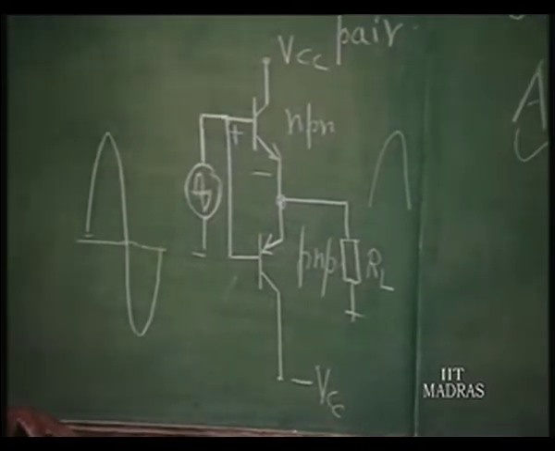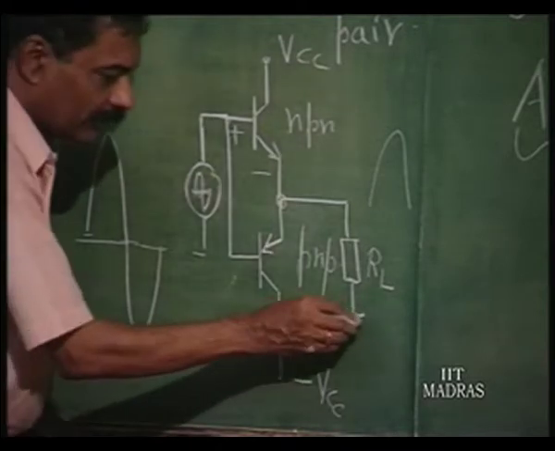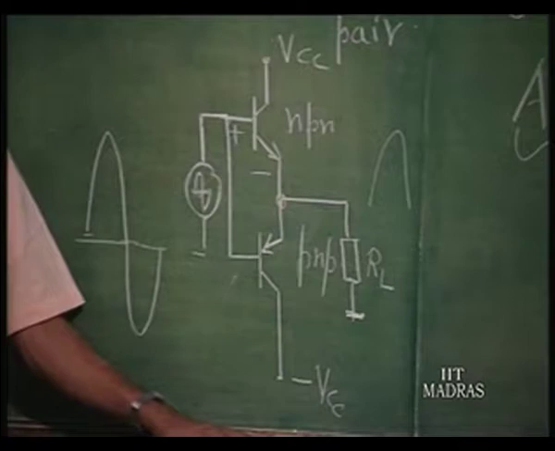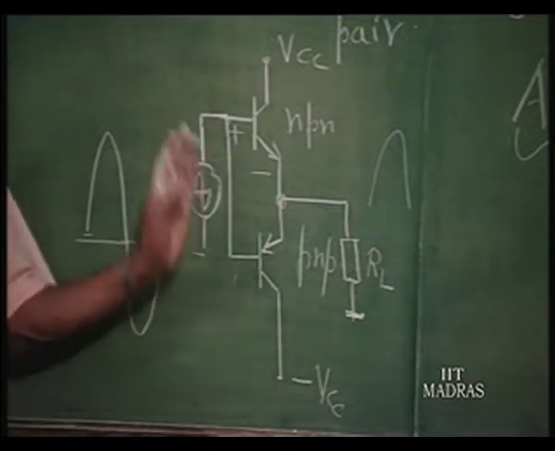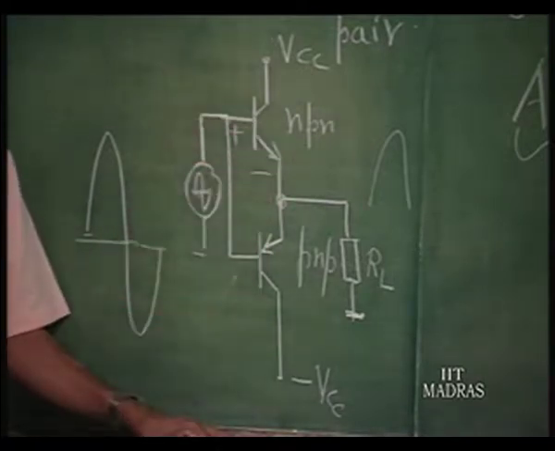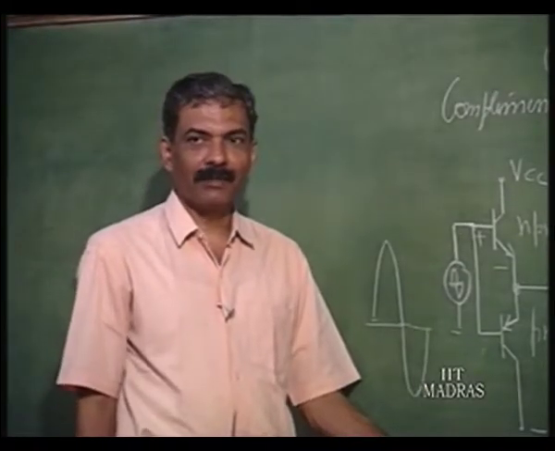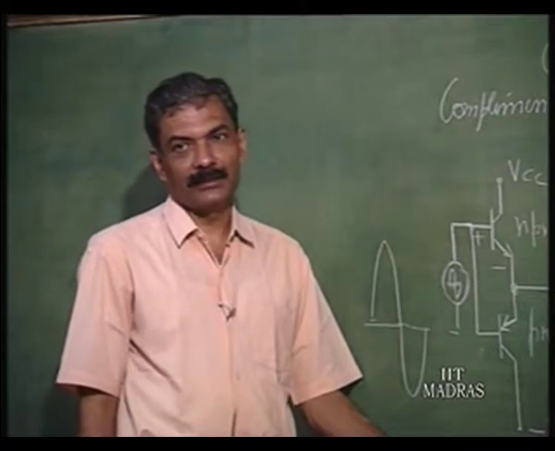So, this structure is one of the most popular structures because it does not need any biasing arrangement. The signal itself is biasing it, and the quiescent dissipation is 0. Now, let us see the efficiency.